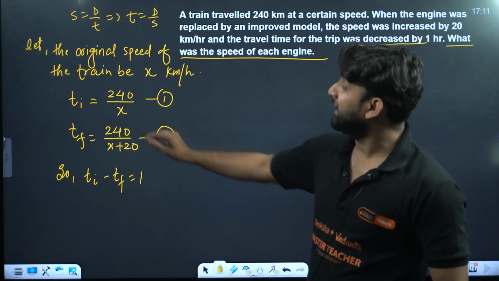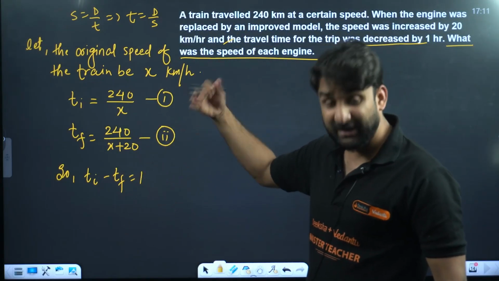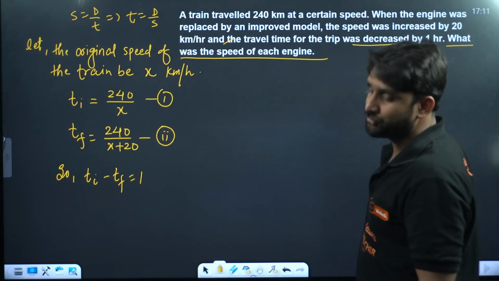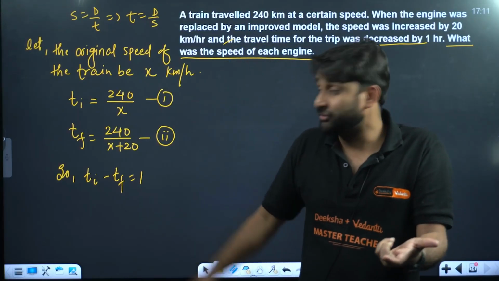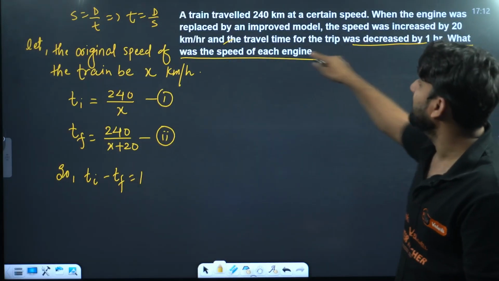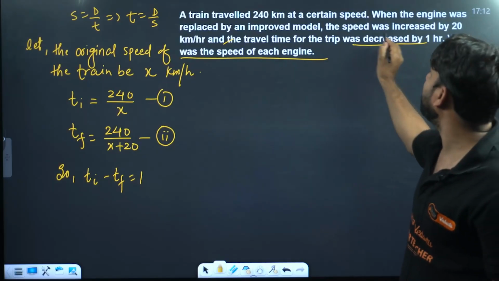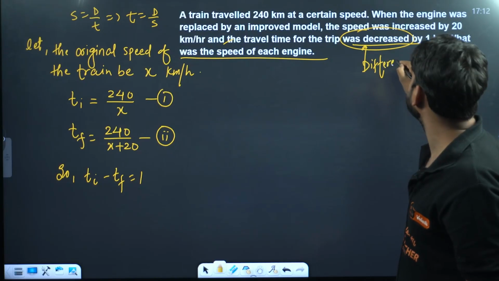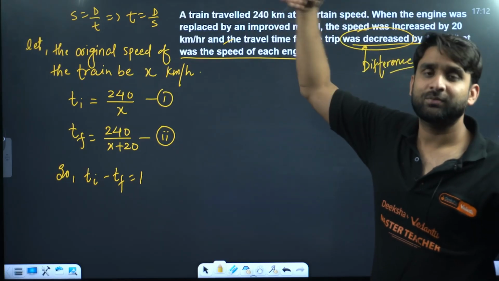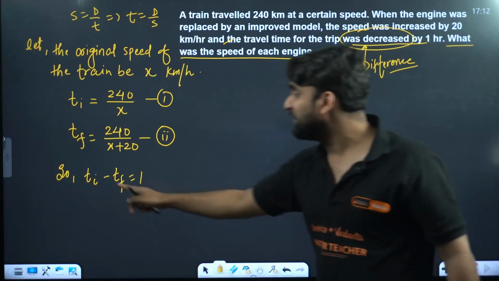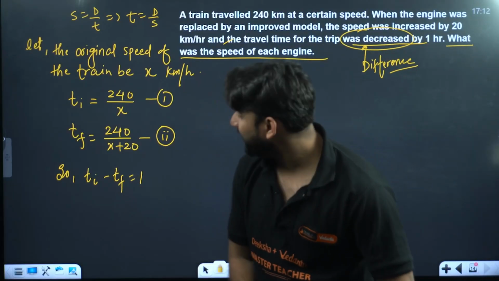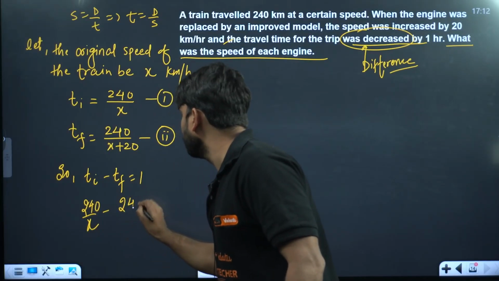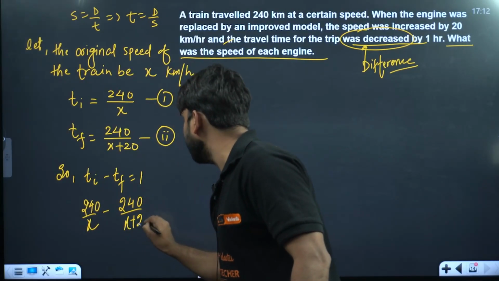Why? Because the time taken initially, before increasing the speed, will be greater than the time taken after increasing the speed, because the speed is increased by 20, so the time taken will be comparatively less. So the difference is basically 1, and the travel time of the trip was decreased. We are talking about the difference in the time before increasing and after increasing. So ti minus tf will be 1. So ti we can put here, 240 divided by x minus 240 divided by x plus 20 is equal to 1.